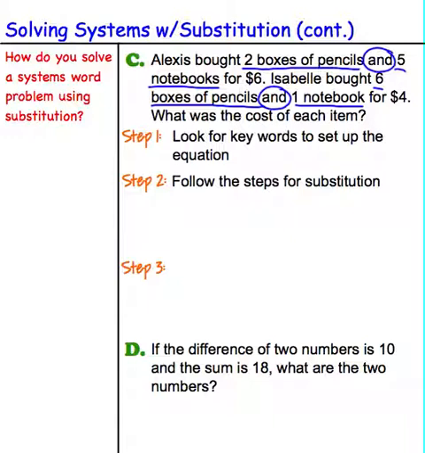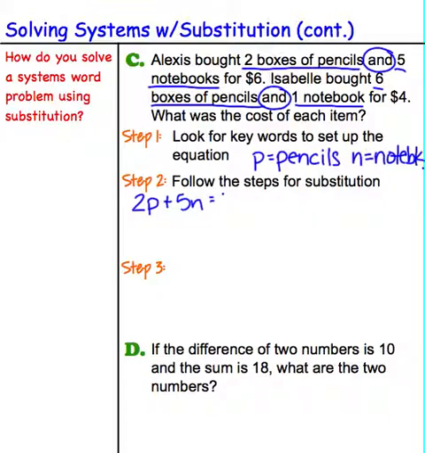So for Alexis, let's let P represent pencils. And I'm going to do this since we aren't using X and Y. And N is going to represent notebooks. So this is literally as straightforward as it sounds. We have 2 boxes of pencils and 5 notebooks, and that added up to $6 for Isabel. And then 6 boxes of pencils and 1 notebook equal to $4.